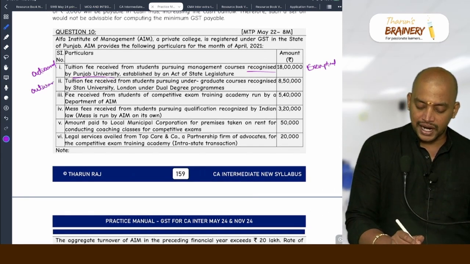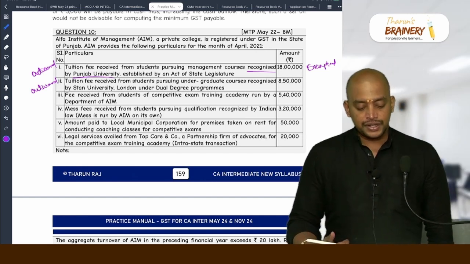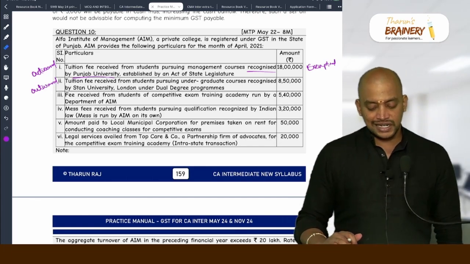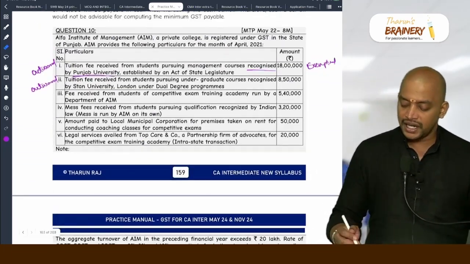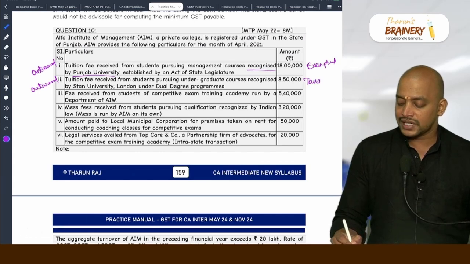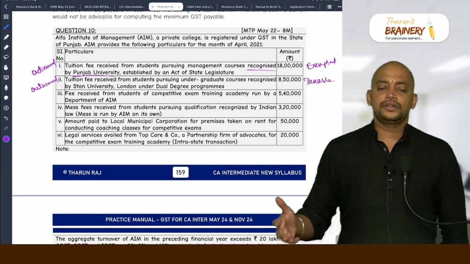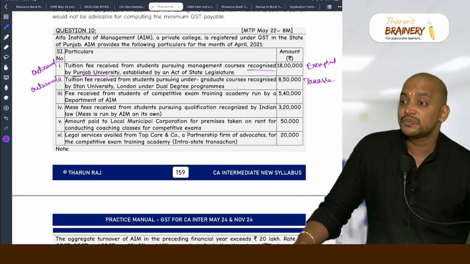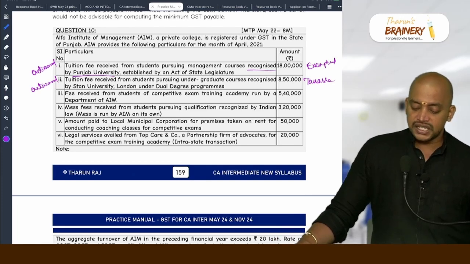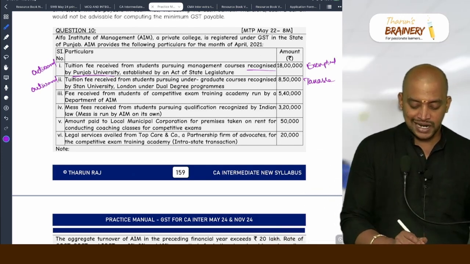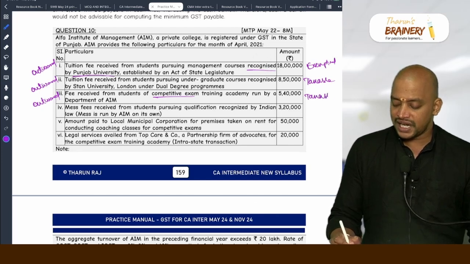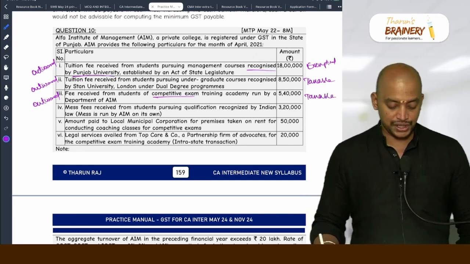Is it a course recognized by law in India? No. So therefore it is not recognized in India. So when it is not recognized in India, consequently it will be taxable. Any course recognized in India, providing education as a part of curriculum for obtaining a qualification recognized by Indian law, is exempt. Then fee received from students of competitive exam training academy, inward or outward? Outward. Competitive exam means it will be taxable, because competitive exams are not covered under educational institution.